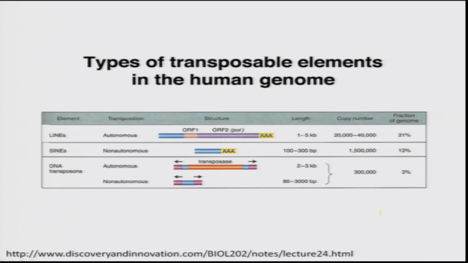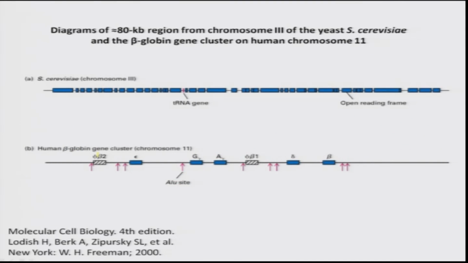Now there is a large number of transposable elements in your human genome. Some are shown here: LINEs, SINEs and other transposons. But what I am showing you is a classic example which you must have studied in your textbook. This is a schematic diagram which compares the yeast genome with the human genome. The human genome compared here is from chromosome 11, having the beta globin gene cluster, because this is one of the gene dense regions.